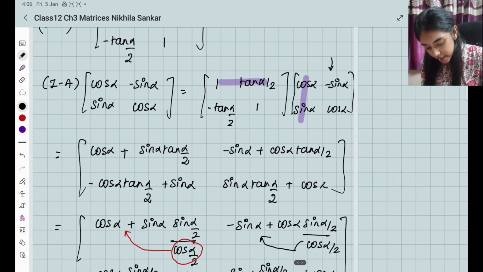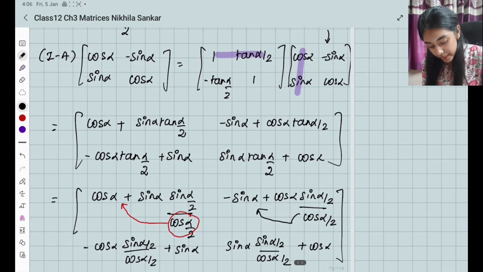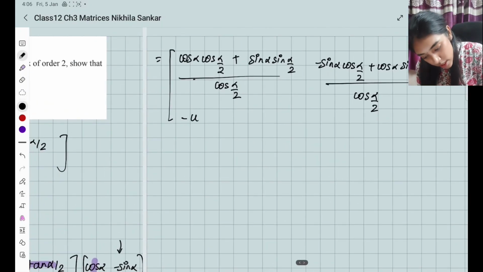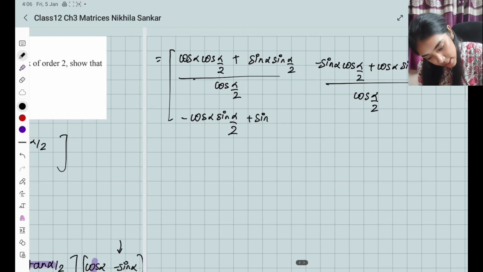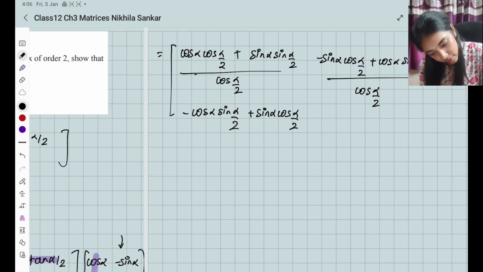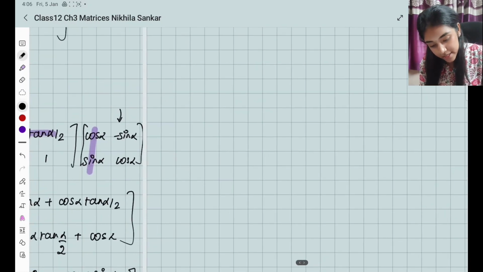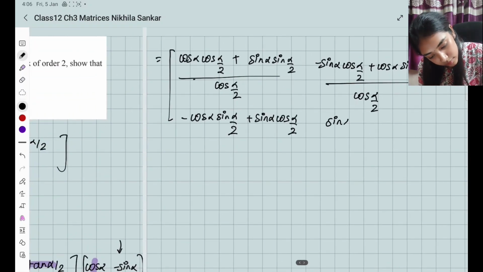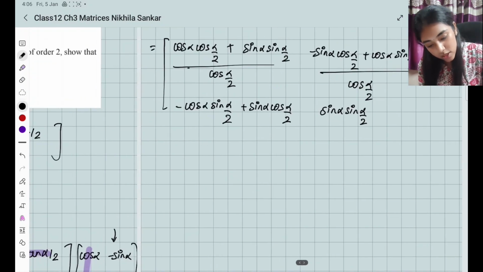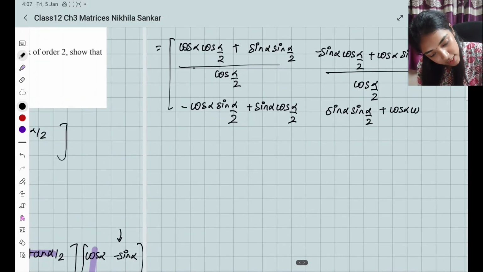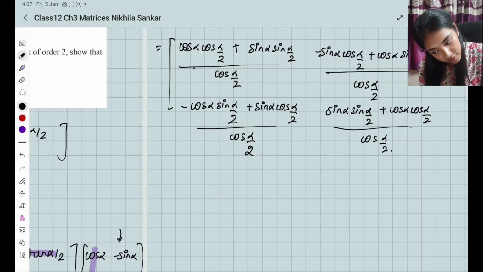இப்போ third element. I'm going to take cos alpha by 2 again. So minus cos alpha sin alpha by 2 plus sin alpha cos alpha by 2. Last element என்ன? sin alpha by 2 cos alpha by 2 plus cos alpha by 2. இங்கேயும் denominatorல cos alpha by 2 இருக்கு, இங்கேயும் denominatorல cos alpha by 2 இருக்கு.